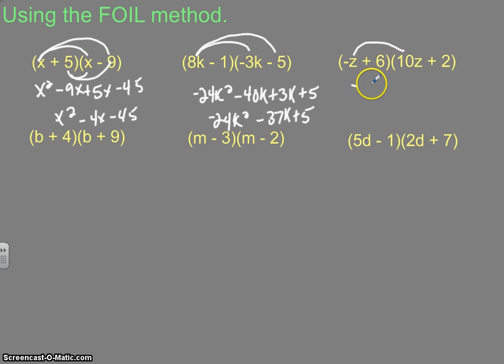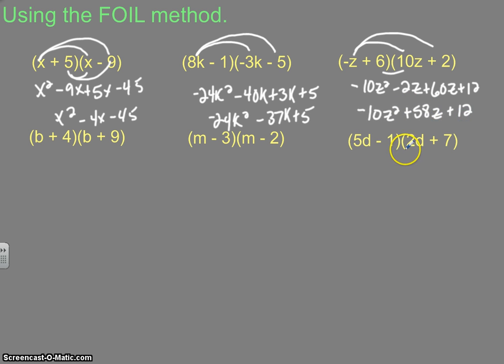Okay, here we got first, that's negative 10z squared. We got the outsides, negative 2z. We got the insides, which is 60z. We've got the last, which is 12. My two middle terms add together. That's negative 10z squared plus 58z plus 12, and we're done. Next one.